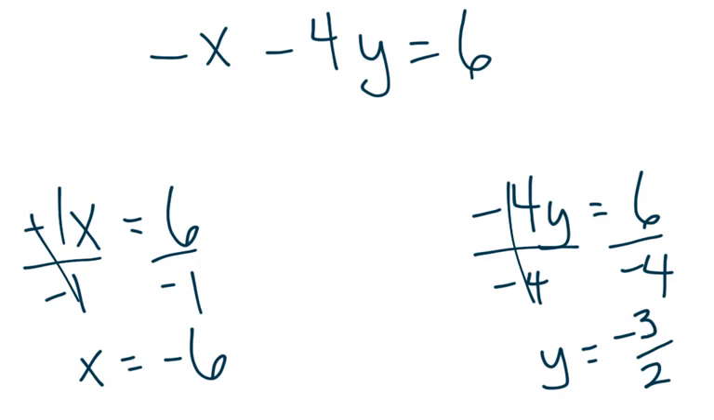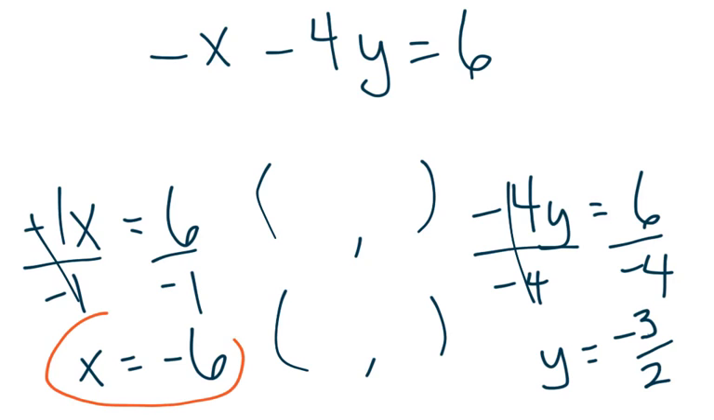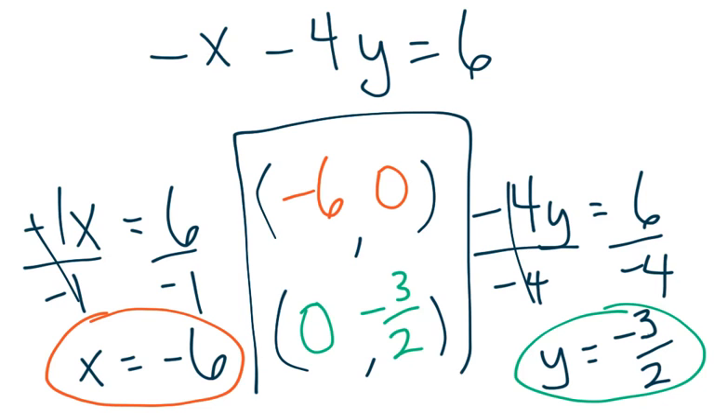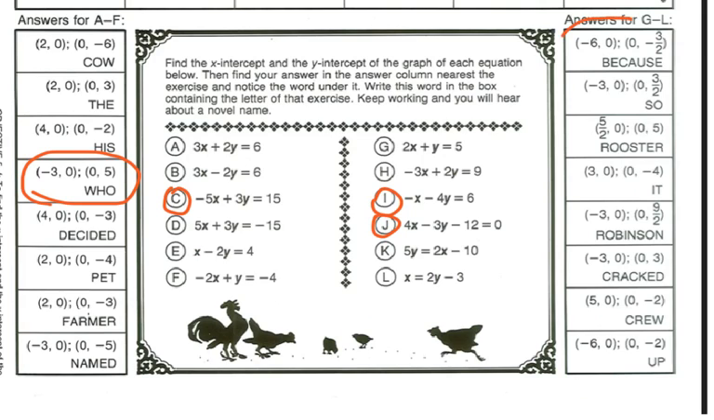But again, if I'm writing my 2 coordinate points, x is negative 6 here, and y would be 0. And then over here, y is negative 3/2, which would leave x at 0. So these are my 2 answers that I'm now going to go look for. And I see it here, because. Alright, so we're going to try J now.